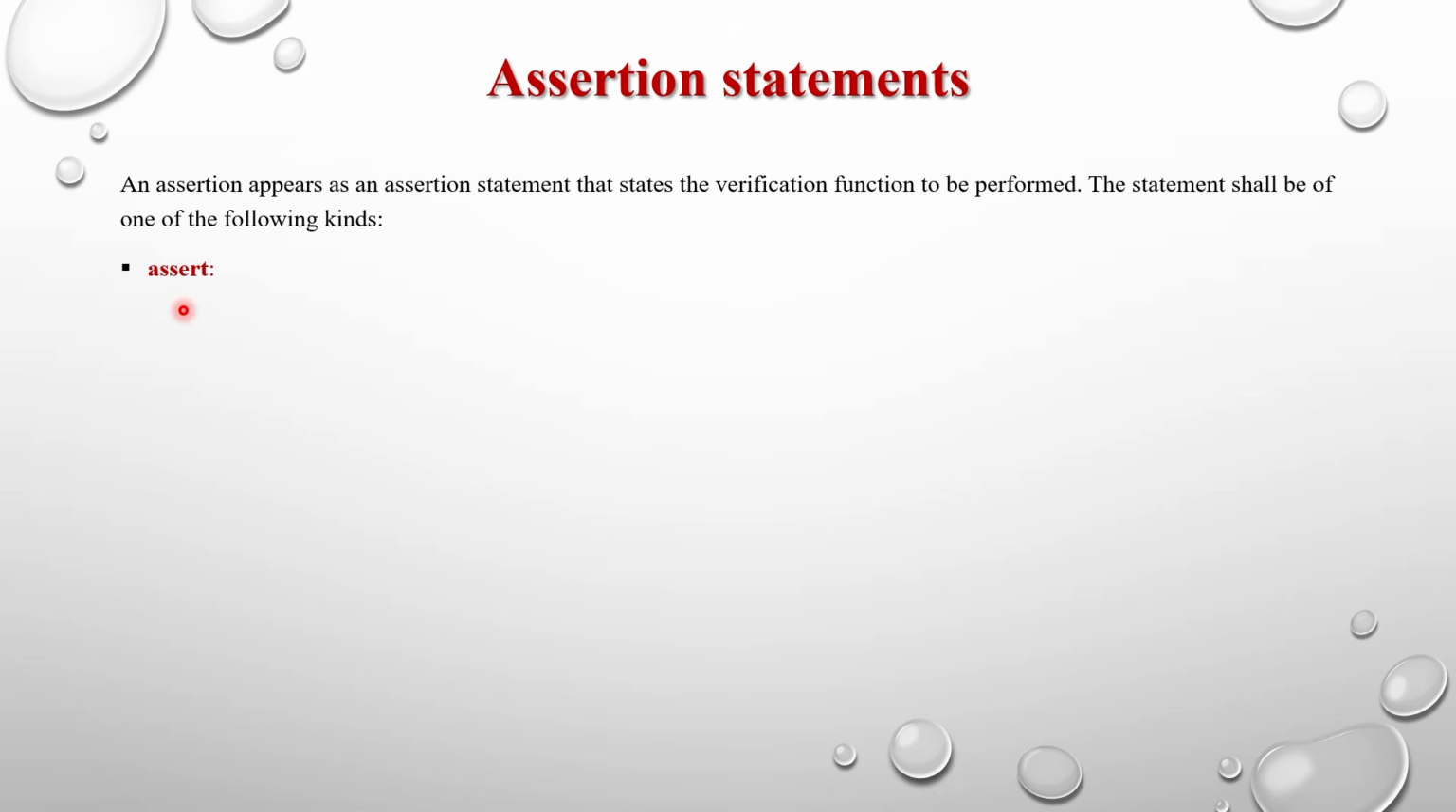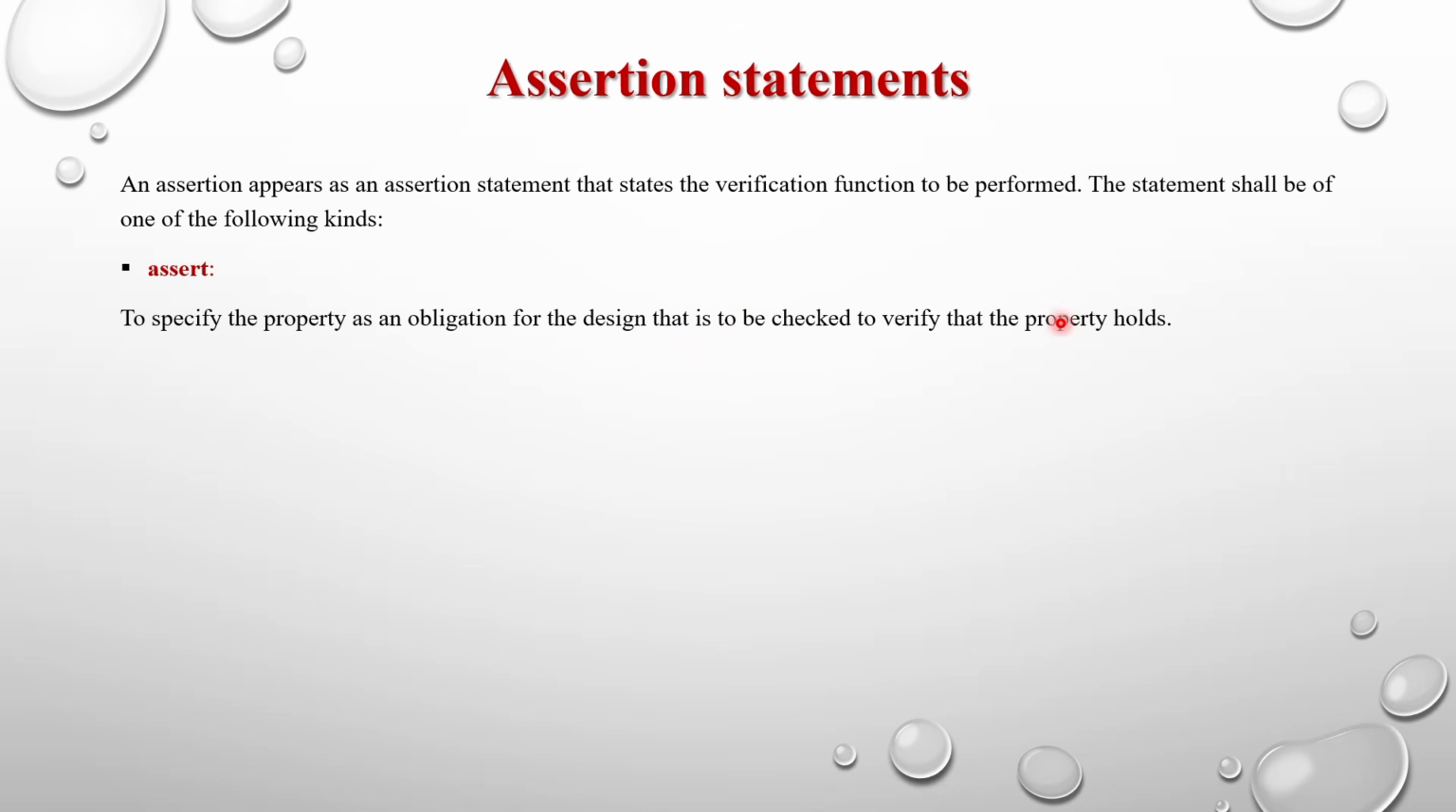First one is the assert statement. An assert statement is used to specify the property as an obligation for the design that is to be checked to verify that the property holds. That means it is used to specify the properties that must hold true in the design. We use assert statements to define the property, or you can say expression. The verification tool checks that this property is never violated during the simulation. If the assert statement fails during simulation, it will report the error. We will discuss more about assert statements in coming slides.